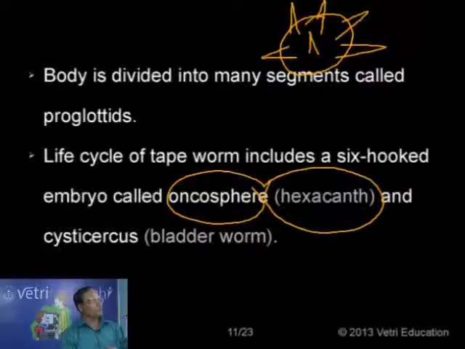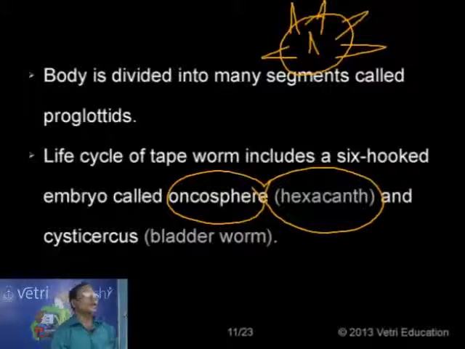So the embryo that is released from the body of man has completed some development, and after that it is released. And this is the infective stage for the pig. When the pig feeds on the feces having this oncosphere, they enter into the body of the pig.